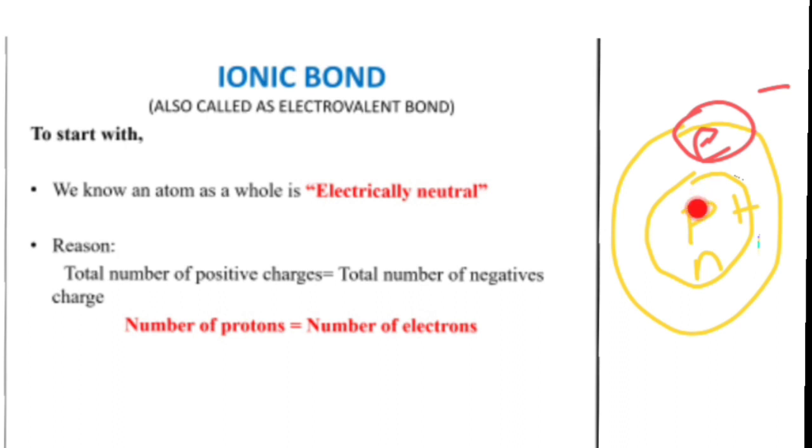Here, the proton and neutron are present within the nucleus, whereas the electron revolves around the nucleus. In any atom, the number of protons is always equal to the number of electrons. As a result, they cancel out each other and an atom becomes electrically neutral.